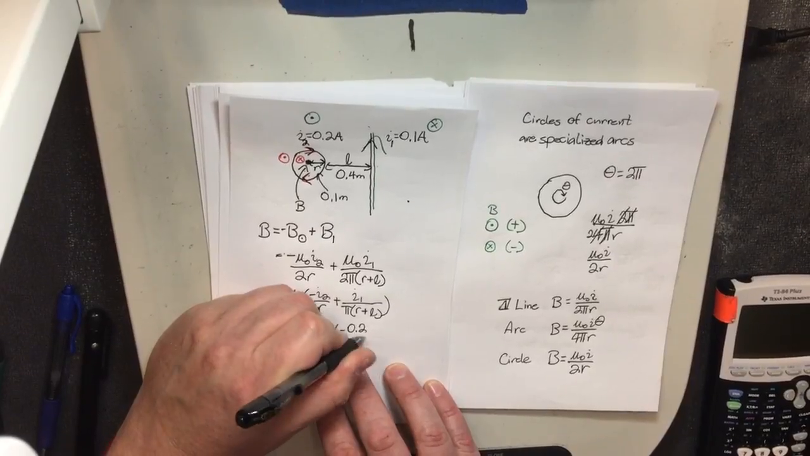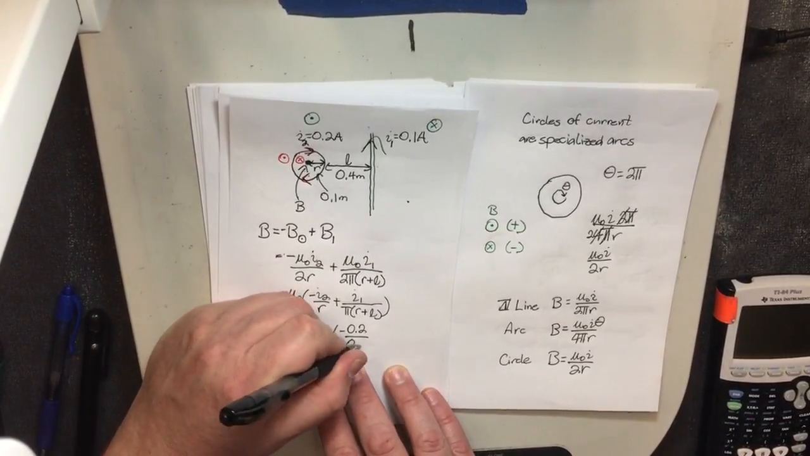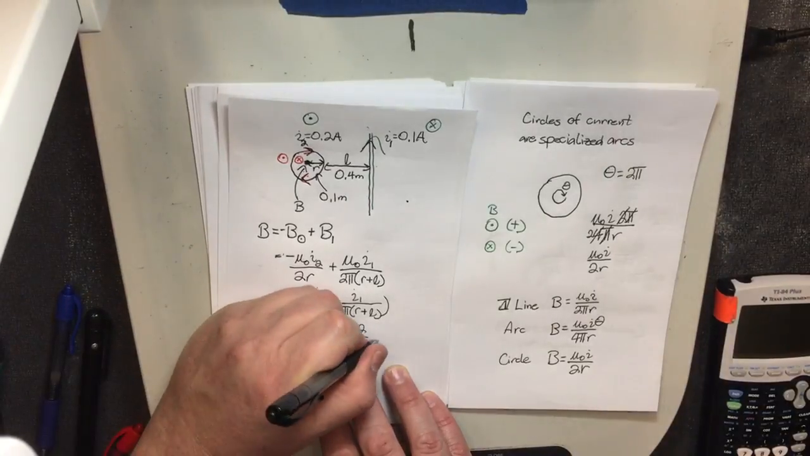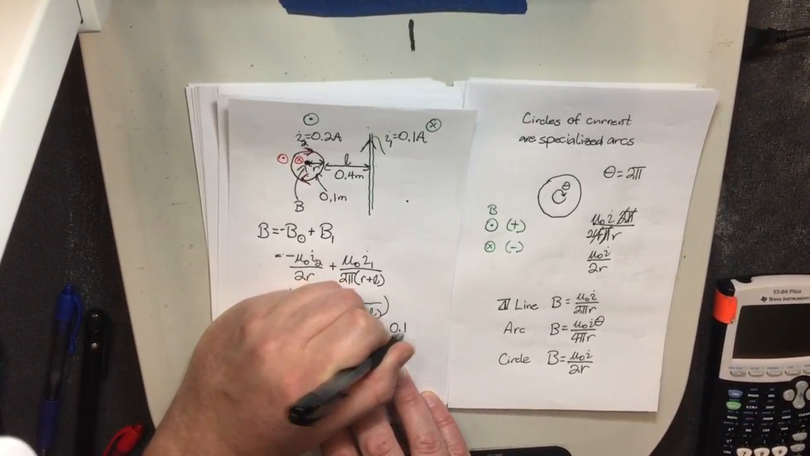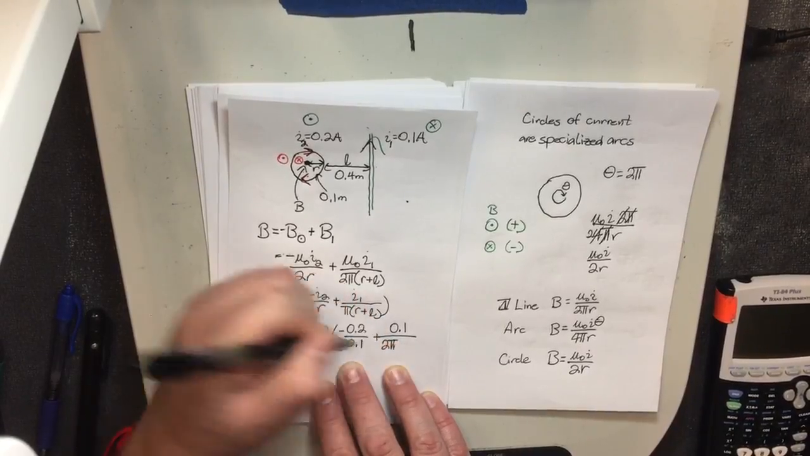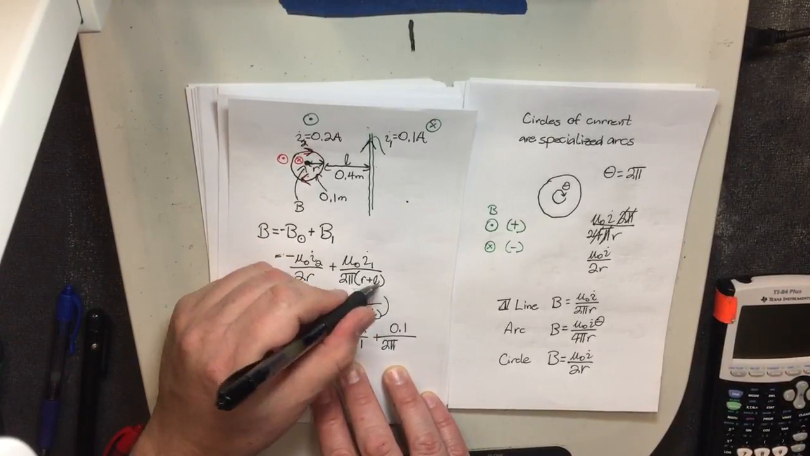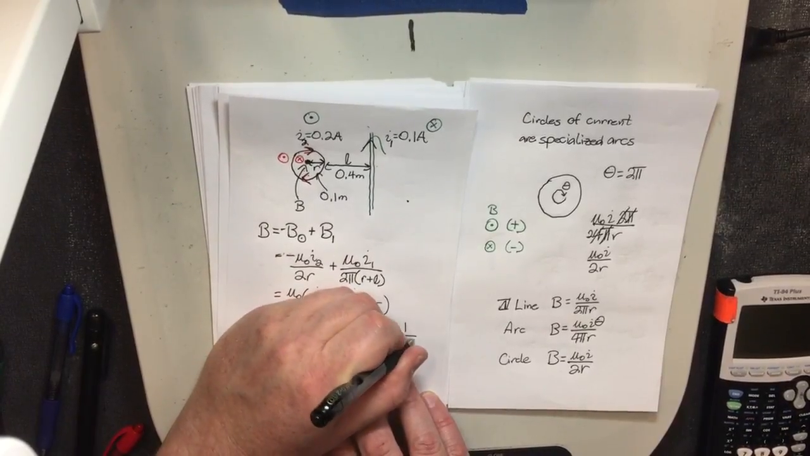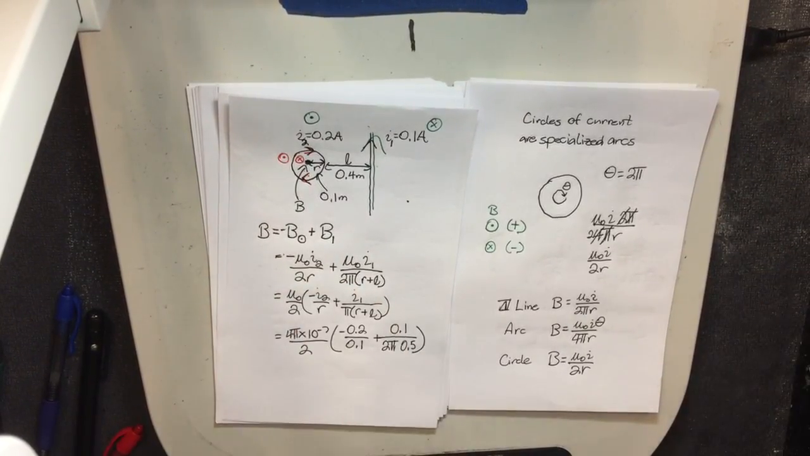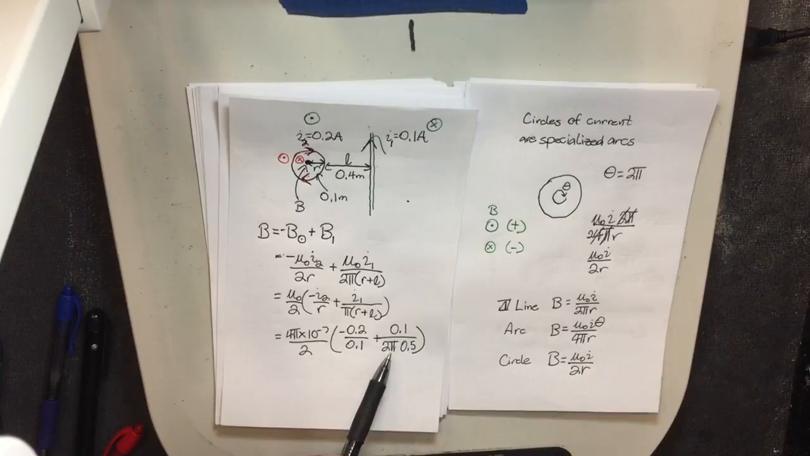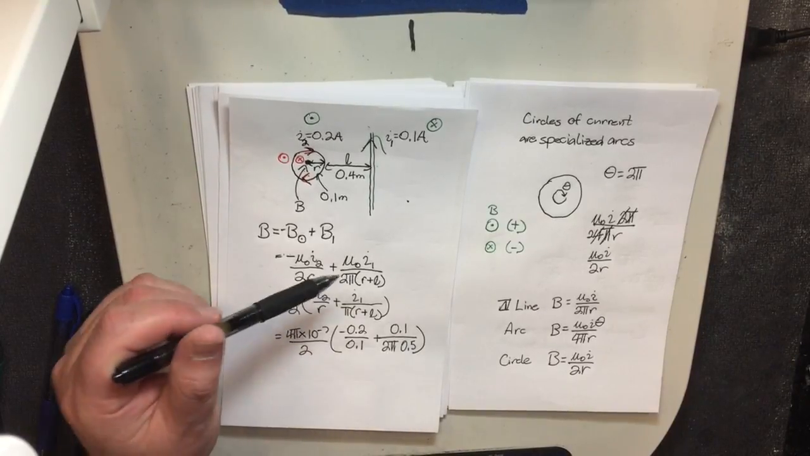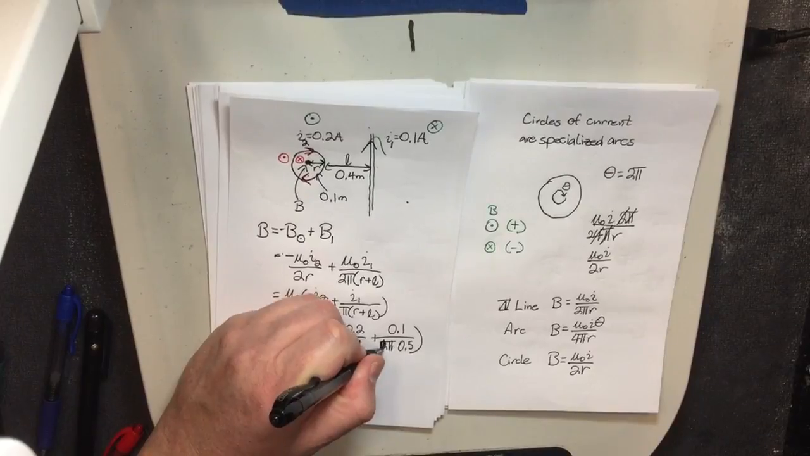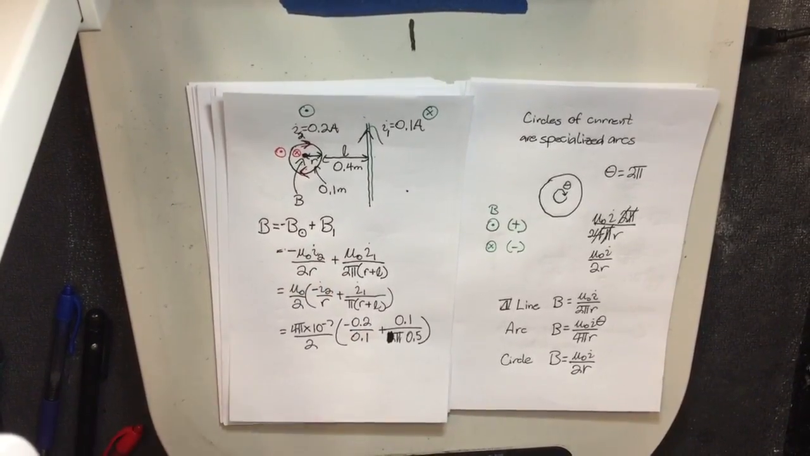Negative 0.2 over 0.1, plus 0.1 over 2 pi of R plus L, which is 0.5. That is 4 pi times 10 to the negative 7. That is the constant. Why is it 2 pi? Because it's a line. Oh, wait, thank you. I'd forgotten that I had already factored it out.